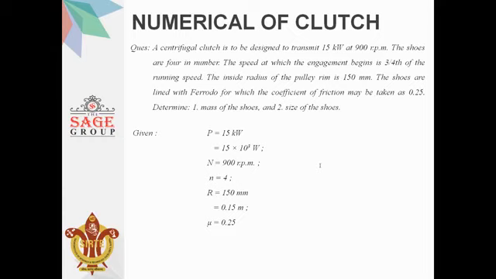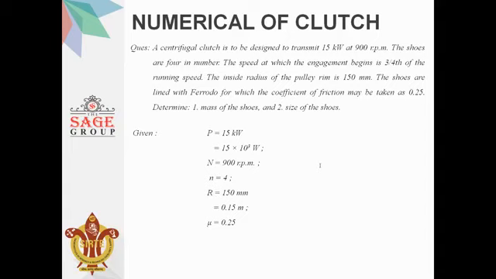The question is given here: a centrifugal clutch is to be designed to transmit 15 kilowatt at 900 rpm. The shoes are 4 in number. The speed at which engagement begins is 3/4 of the running speed. The inside radius of the pulley rim is 150 mm. The shoes are lined with Ferodo, for which the coefficient of friction may be taken as 0.25. Determine the mass of the shoes and the size of the shoes. In the clutch, we have to identify mainly the size of the shoes and the mass of the shoes, which is responsible for the working of the clutch.